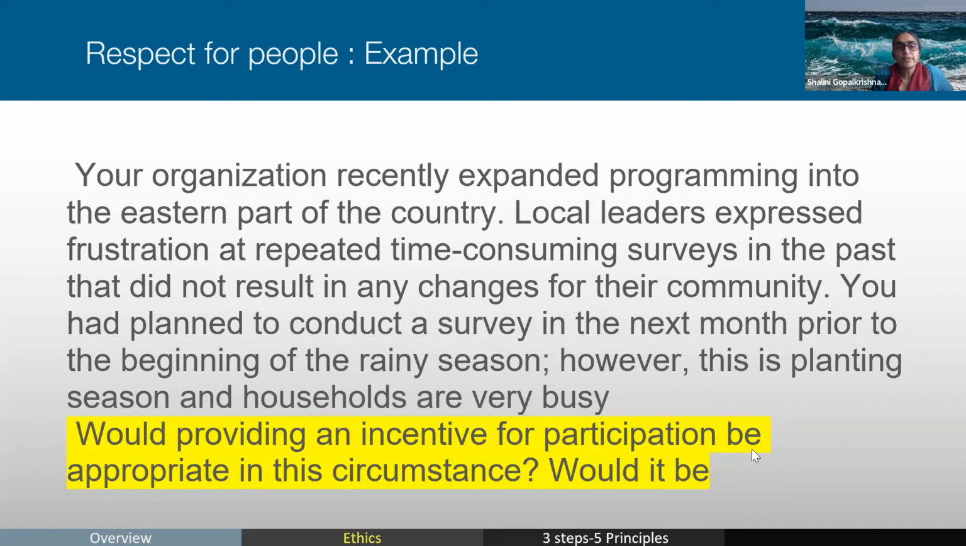Okay, so the question here is, your organization recently expanded programming into the eastern part of the country. Local leaders expressed frustration at repeated time-consuming surveys in the past that did not result in any changes for the community. You had planned to conduct a survey in the next month. But this is planting season, households are very busy. Do you think if you give an incentive for participation, it's appropriate? What do you think? Are you respecting their time, their work? You'll say, oh, I'm going to give you extra money, and they were like, oh, can we do that?